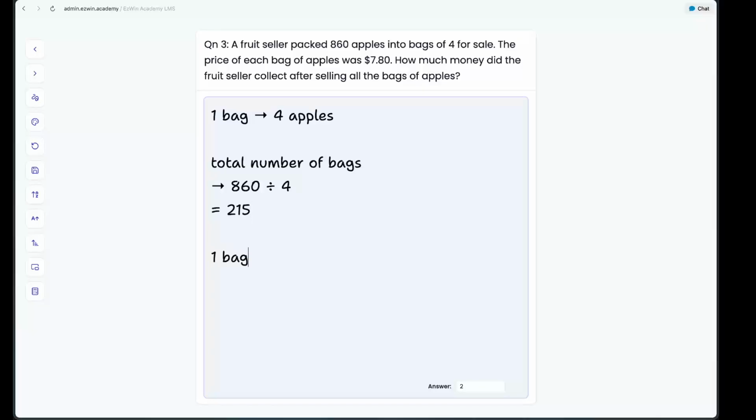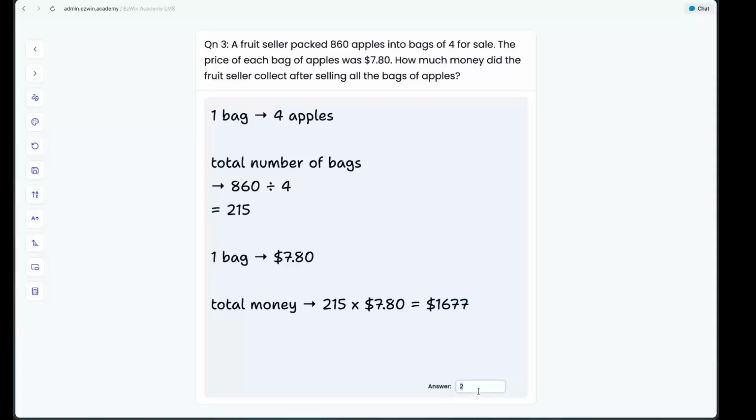So one bag is also equal to $7.80. So total money will then be equal to 215 times $7.80, and this will give us $1,677. And that's the answer.